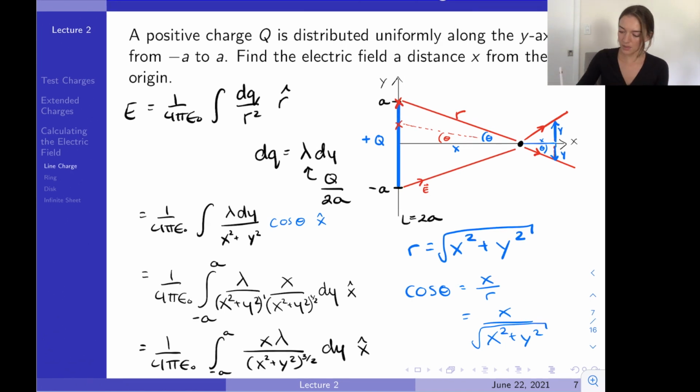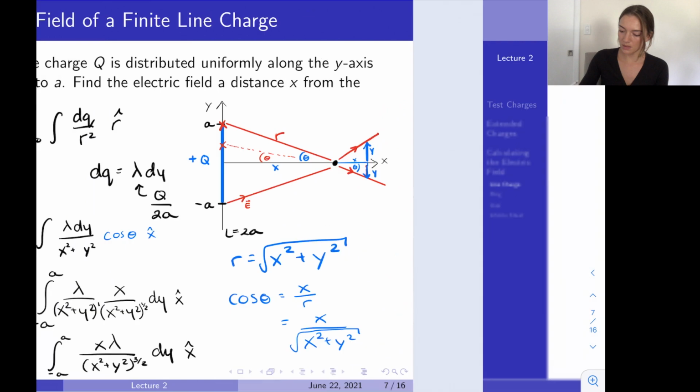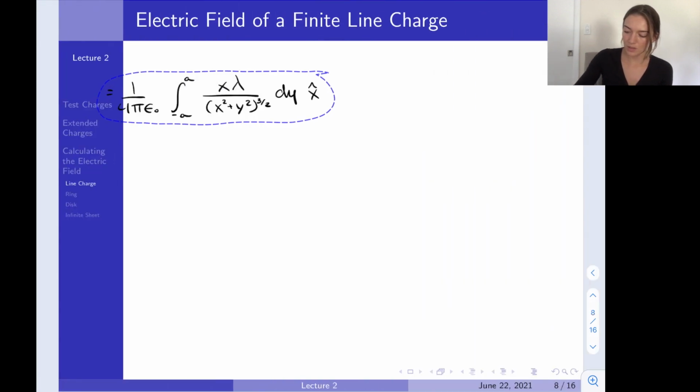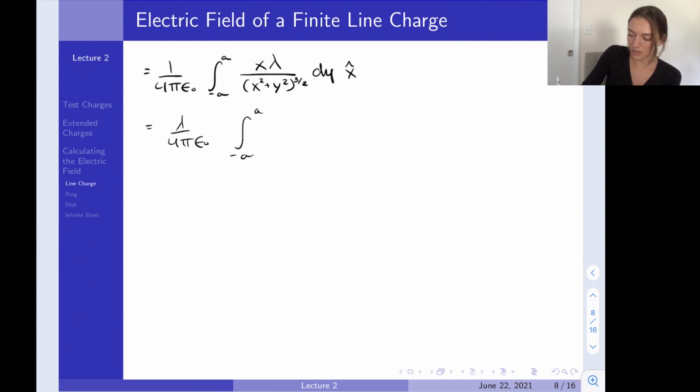All right, so now I'm just going to copy this, and let's make some more room. Okay, so this is our electric field. Now, I'm just going to rewrite this with all of our constants outside. So we just took lambda out, and then we're left with just this.